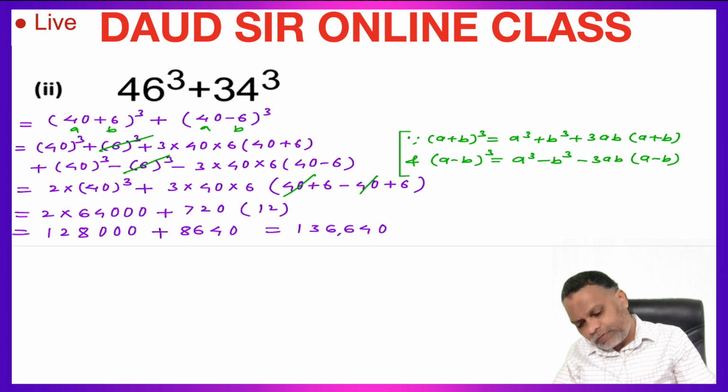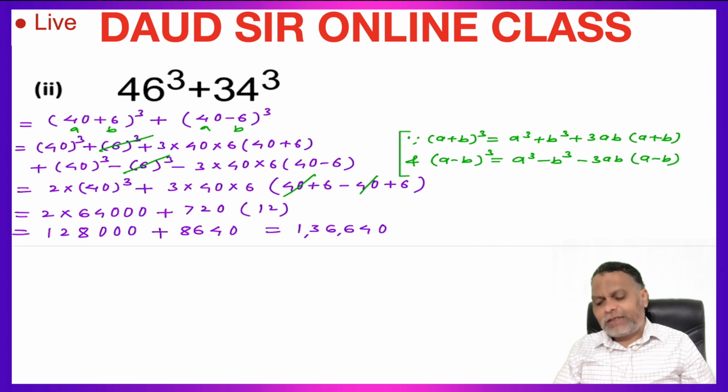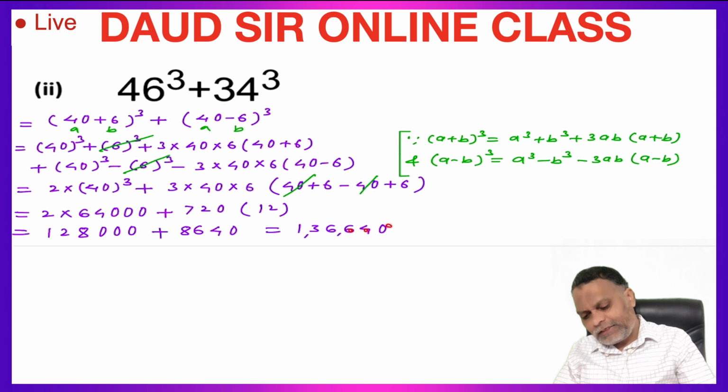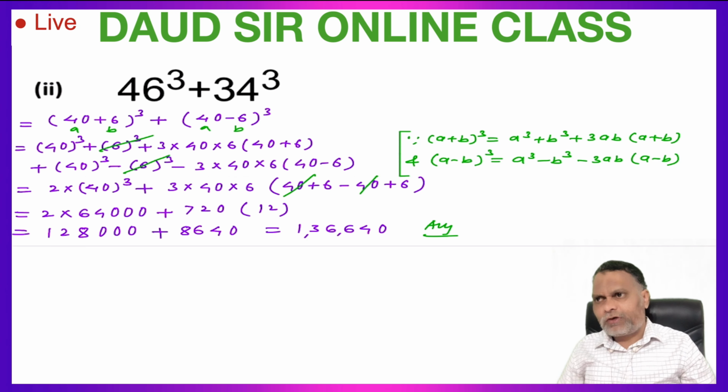So, 1 lakh, ones, tens, hundred, thousand, 10,000, 1,36,640 is the required value of 46 cube plus 34 cube.